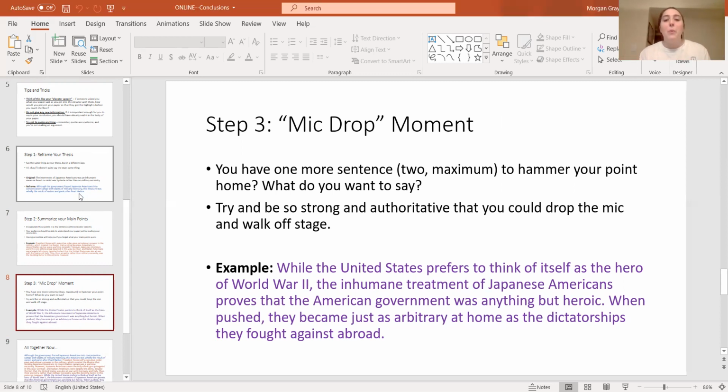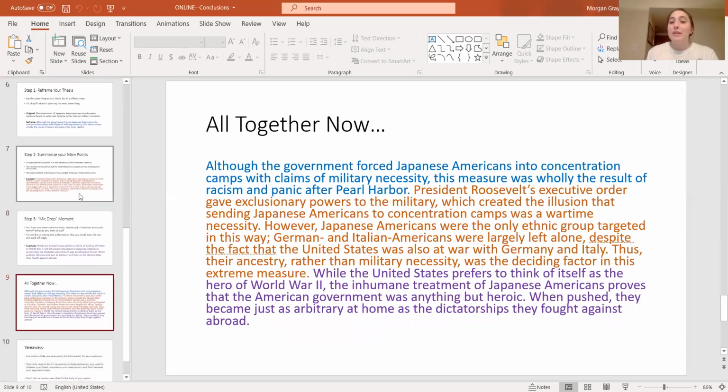My example: while the United States prefers to think of itself as the hero of World War II, the inhumane treatment of Japanese Americans proves that the American government was anything but heroic. When pushed, they became just as arbitrary at home as the dictatorships they fought against abroad. Boom, stepping back. So altogether now, you all can read this at your leisure.